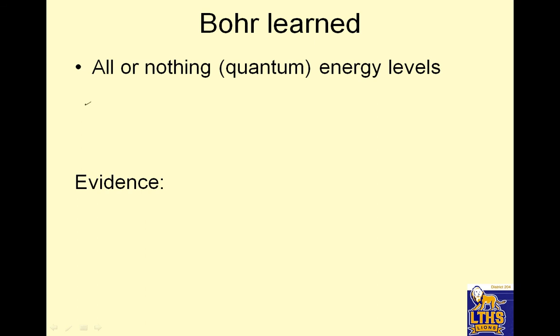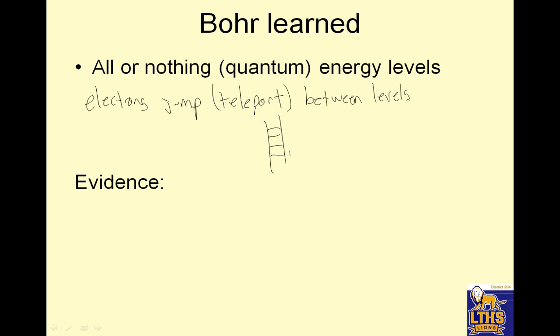Okay, so that means electrons jump. Now, I honestly prefer the word teleport, but no one else does. Because they never exist in between. They jump, teleport between levels. And that would be like a ladder. If you're on a ladder, you can be on rung number 1, 2, 3, or 4, but you cannot be on rung 3.2. Right?